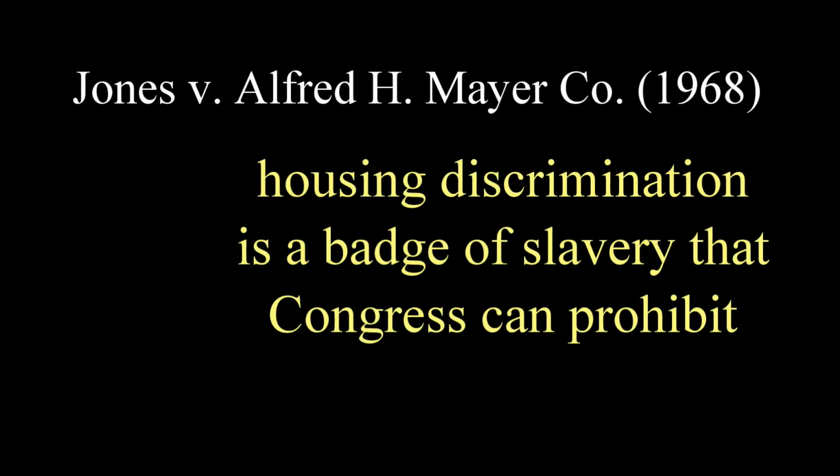The case, Jones v. Alfred H. Mayer Company, was about a new housing development near St. Louis, where the real estate developer had a policy of selling homes to white people only. The Supreme Court held that Congress had the power, under the 13th Amendment, to prohibit such practices. When slavery ended, one of the rights that would have been crucial for the formerly enslaved people was being able to buy and sell property. And so, racially discriminatory practices in the housing market were a badge or incident of slavery that Congress had the power to eradicate through legislation.